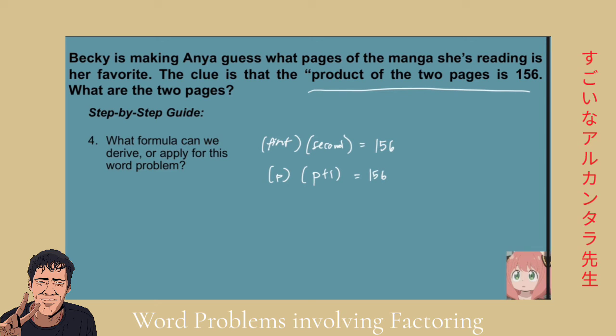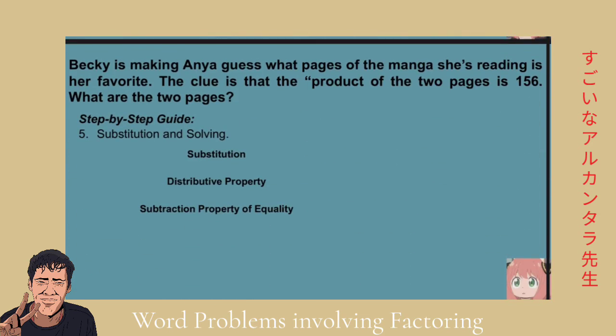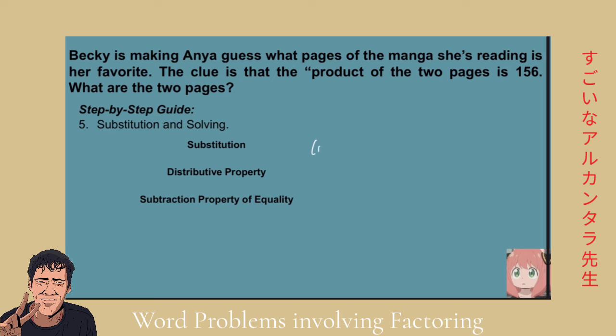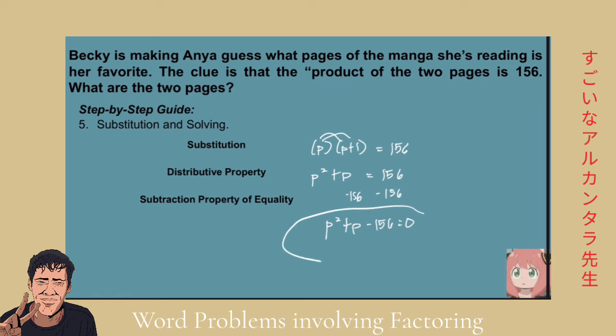So basically, this is how it will look like. We have already done substitution here. So to continue, we have P times P plus 1 is equal to 156. P times P is P squared. P times 1, that's positive P, is equal to 156. And again, our goal is to put all of these terms together. So subtract 156 to both sides, and you will get P squared plus P minus 156 is equal to 0. And this will be our working equation that we will factor out.